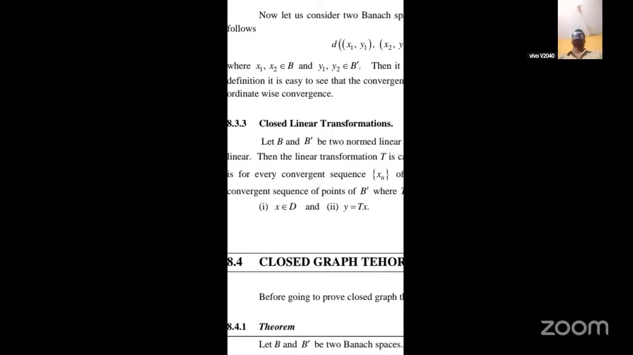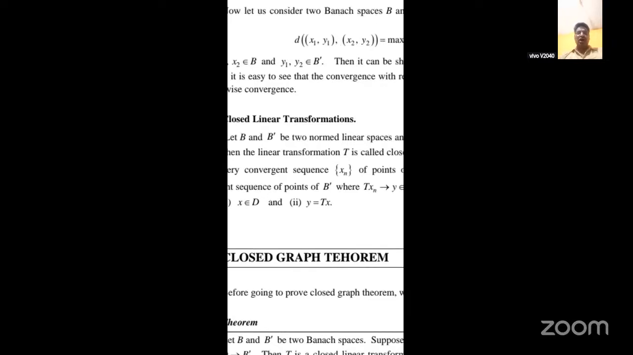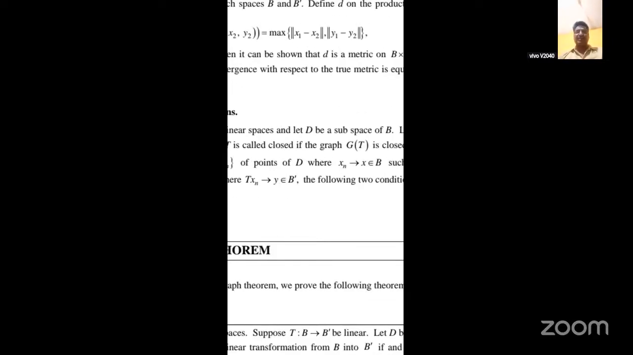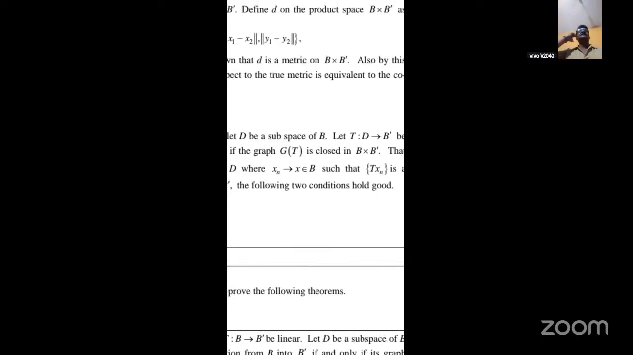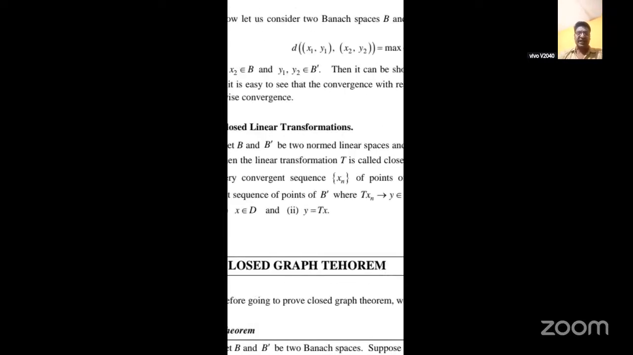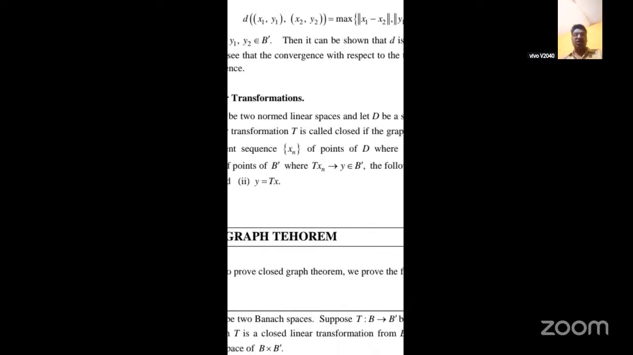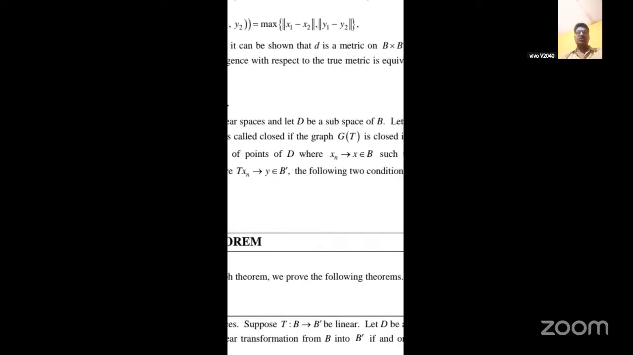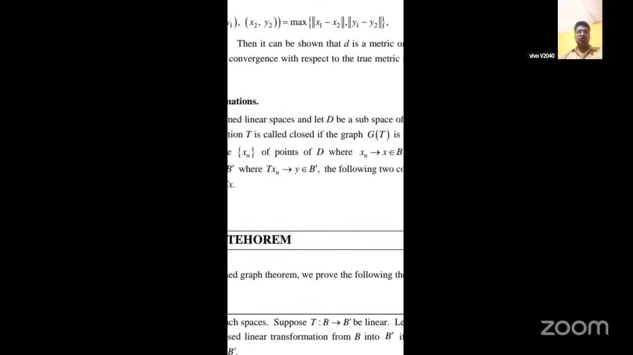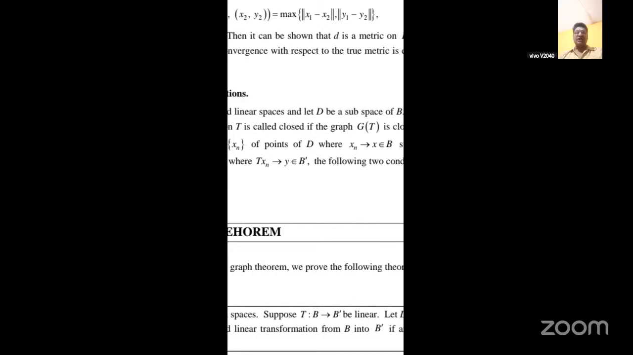Already, the graph of T means G of T equals the set of (x, Tx), where x belongs to capital D and Tx belongs to B dash. Let B and B dash be two normed linear spaces and let capital D be a subspace of B. Define the linear transformation T from D to B dash; that mapping is also linear. Then the linear transformation T is called closed if the graph of T is also closed in B cross B dash.